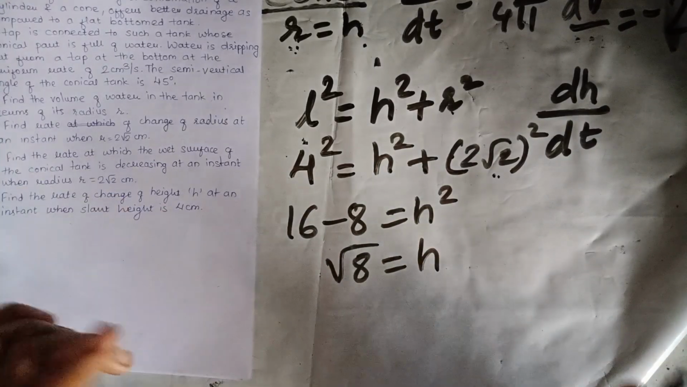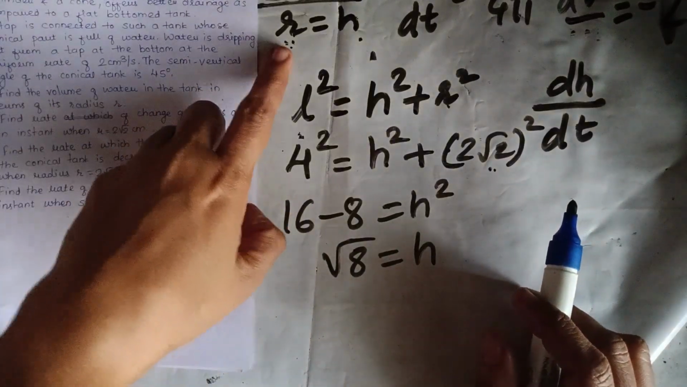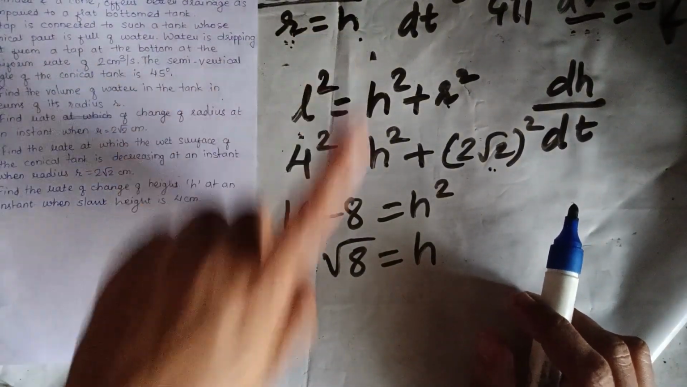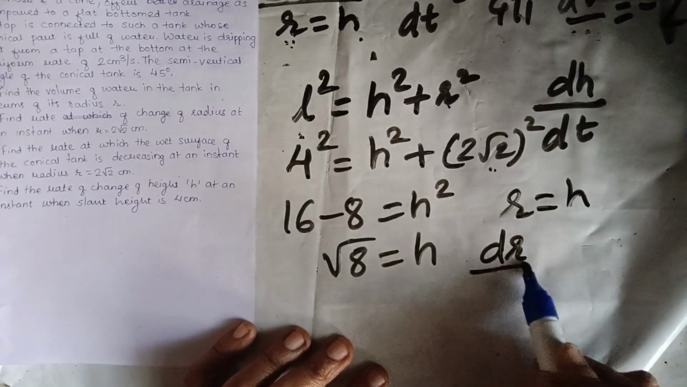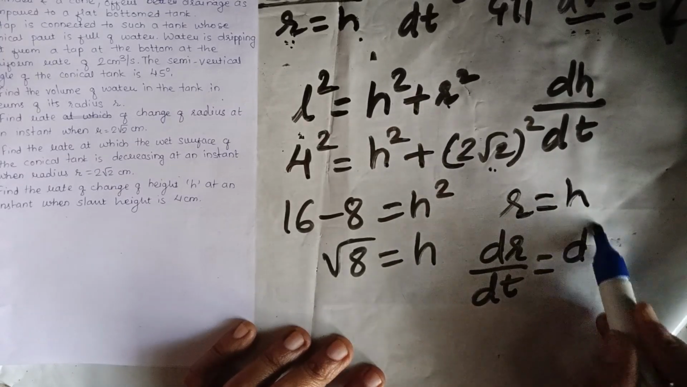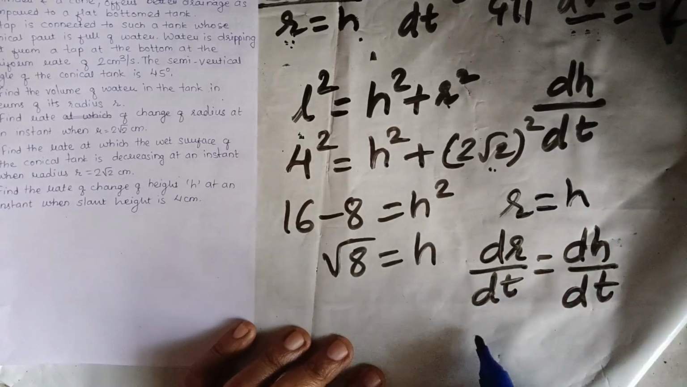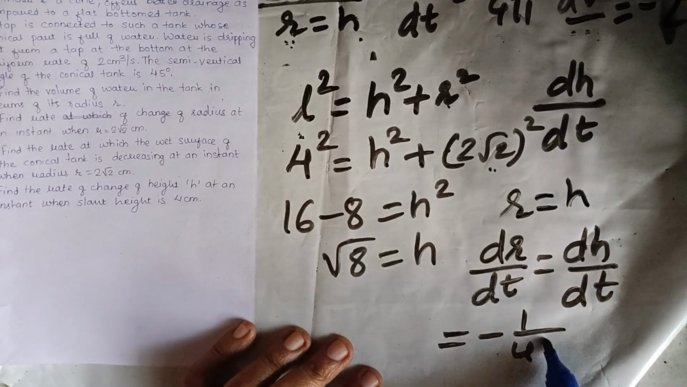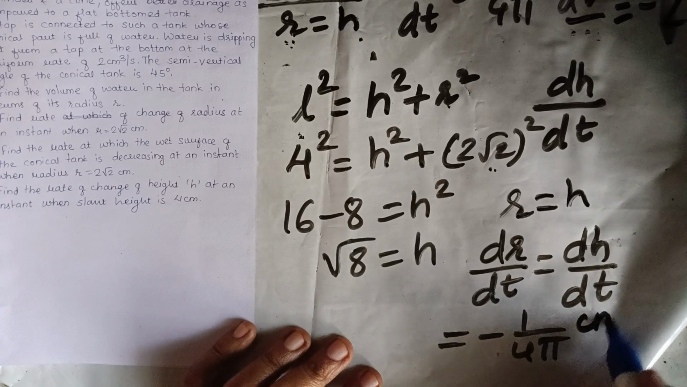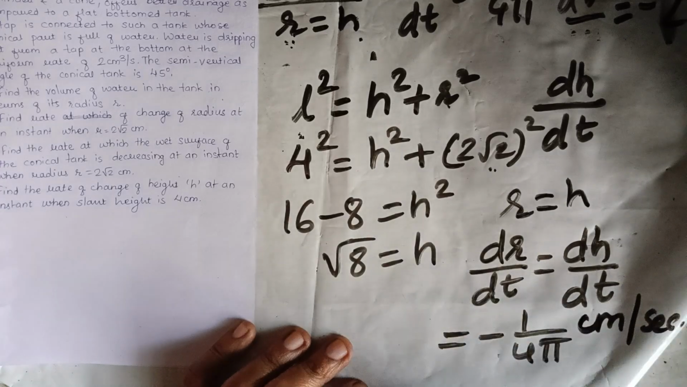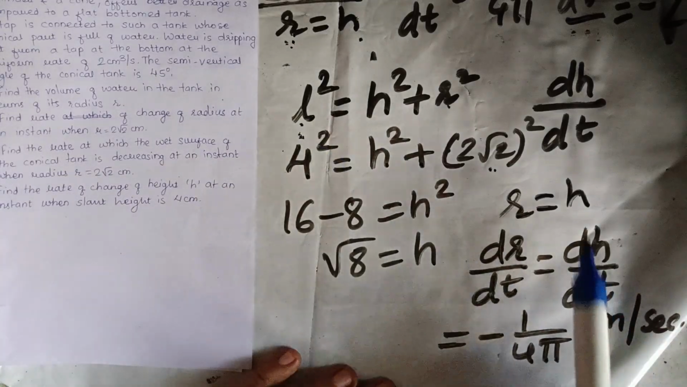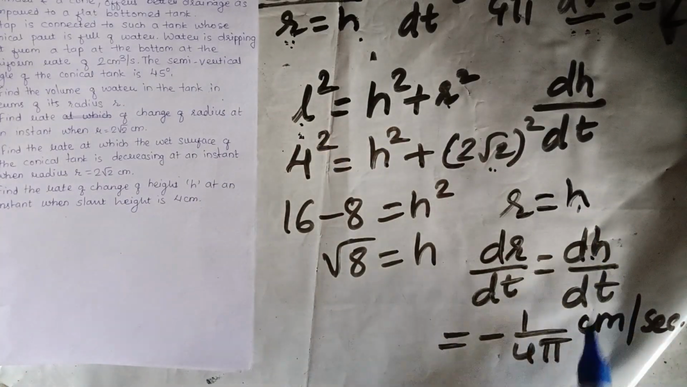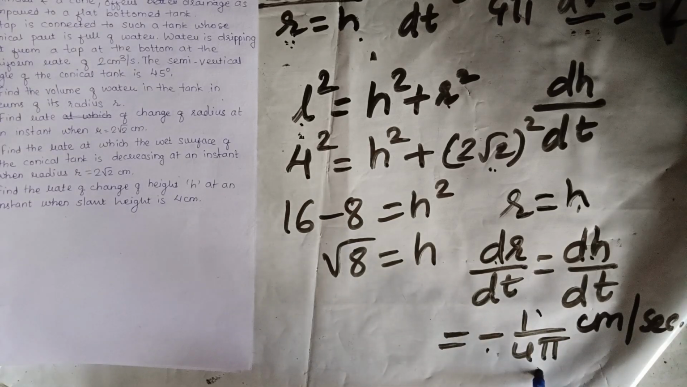Okay, now here the thing is r is given equal to h. So our dr by dt value becomes equal to the dh by dt value, that is minus 1 upon 4 pi centimeter per second. Okay, so at L equal to 4, the h value is the same. That is dh by dt is same as dr by dt, minus 1 upon 4 pi.